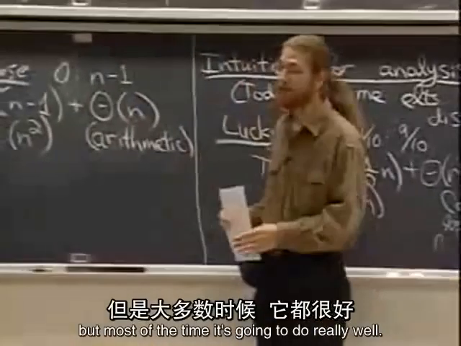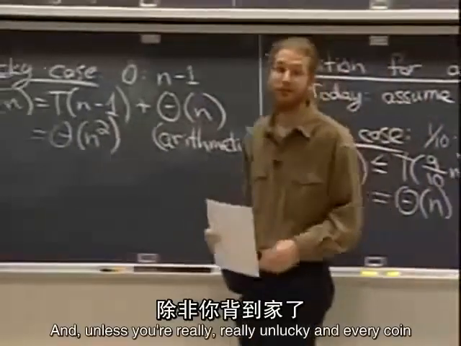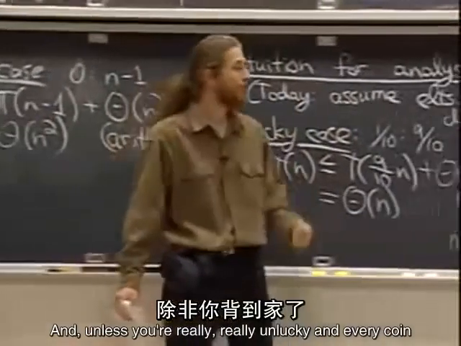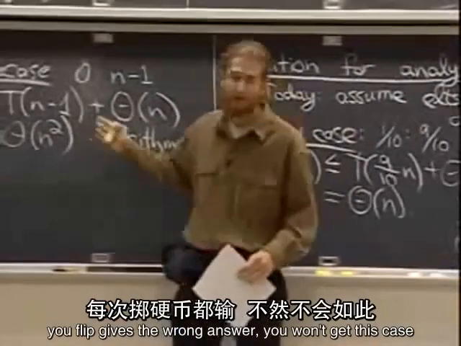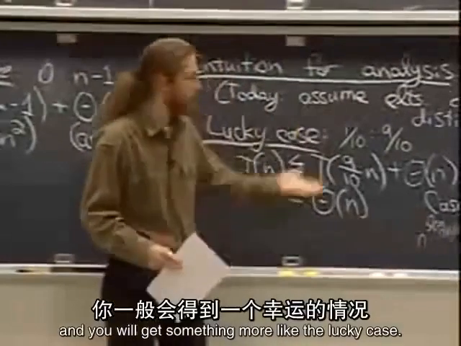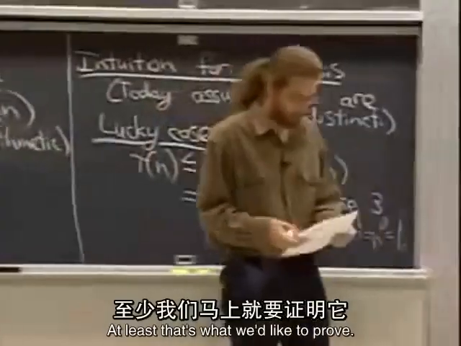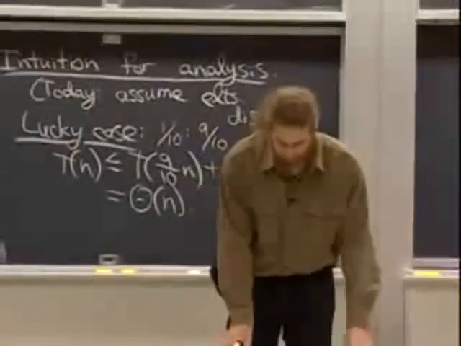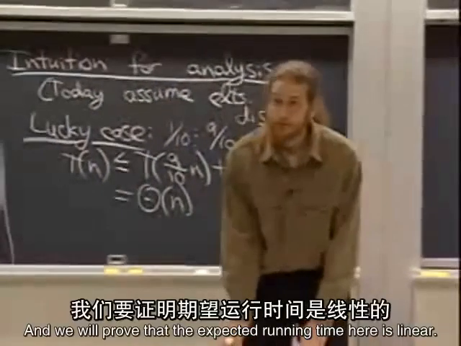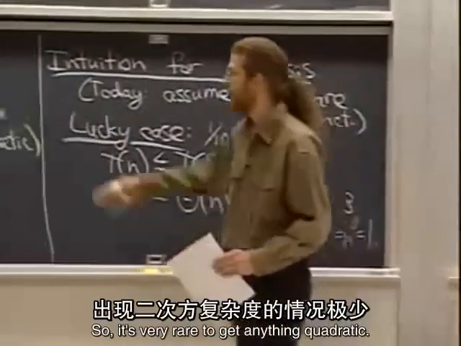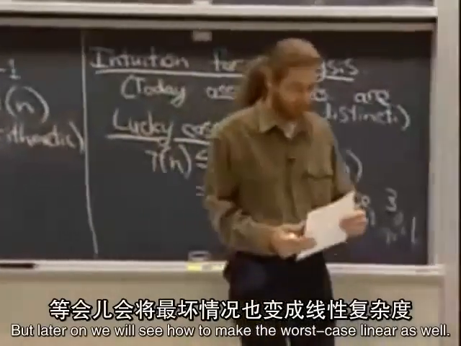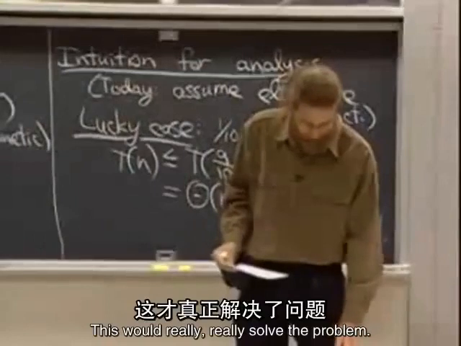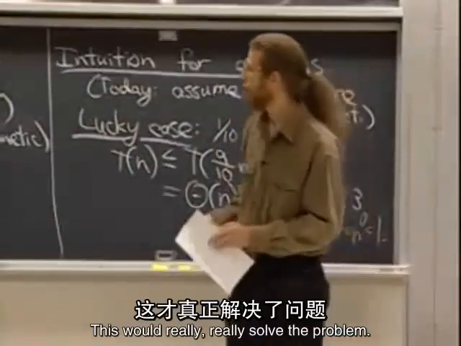But most of the time, it's going to do really well. Unless you're really, really unlucky and every coin you flip gives the wrong answer, you won't get this case, and you'll get something more like the lucky case. At least that's what we'd like to prove. And we'll prove that the expected running time here is linear. So it's very rare to get anything quadratic. But later on, we'll see how to make the worst case linear as well to really solve the problem.